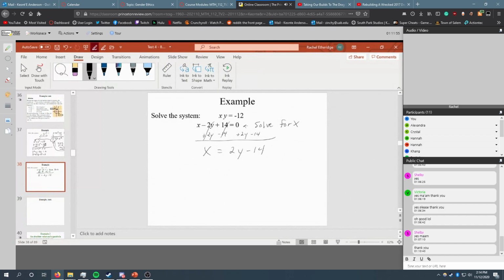Now I can take this 2y minus 14 and plug it in right there for x. That says xy, that's x times y. So I'm going to take 2y minus 14 and substitute it in place of x. So I have to distribute that y.